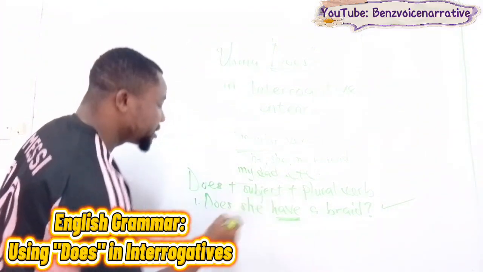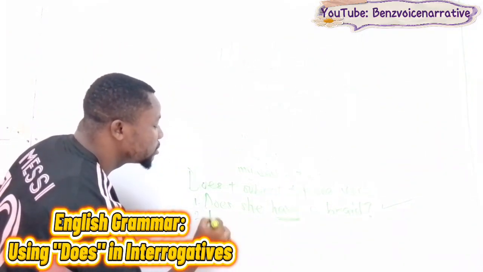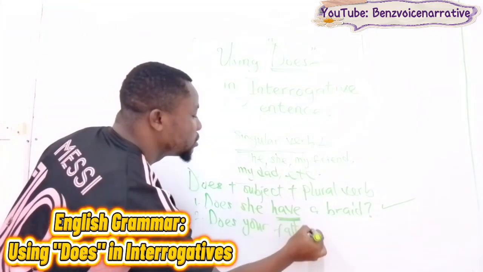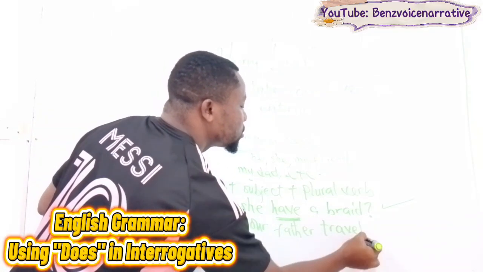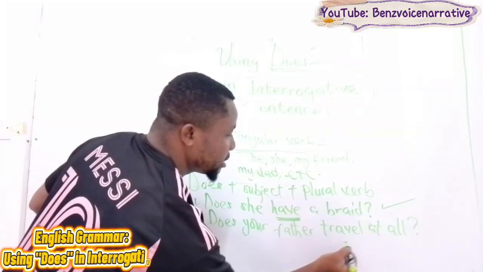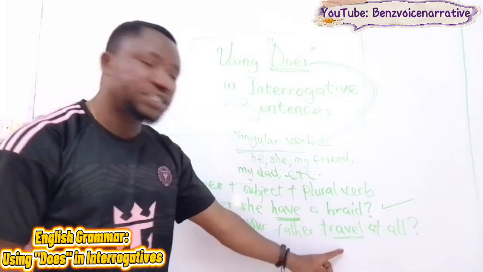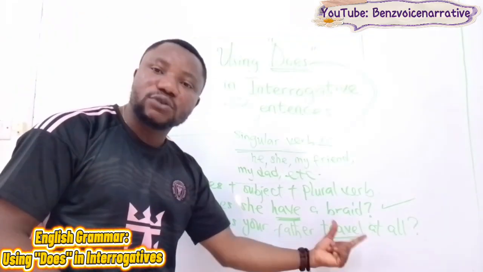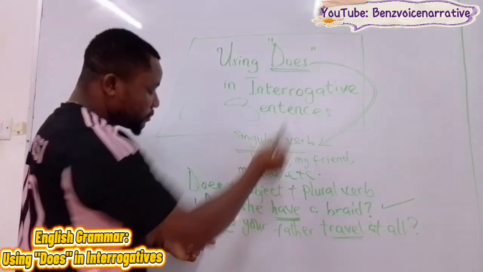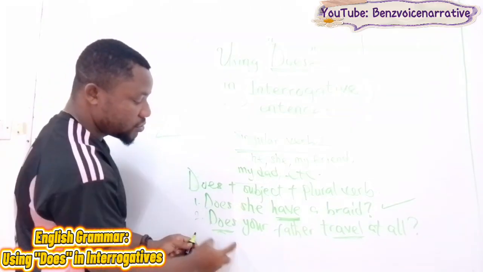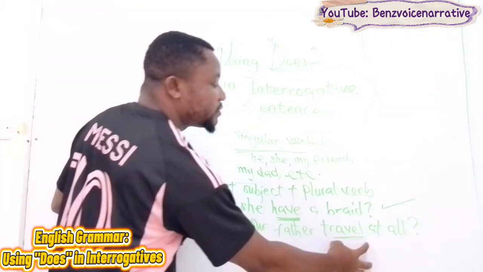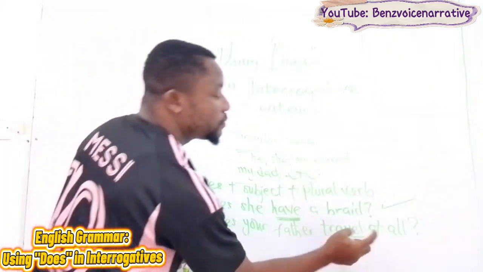So another example is number 2. Does a father travel? Does a father travel at all? Look at this. This is a plural verb, not a singular verb. So why is this a plural verb? The reason is we've fronted a singular verb here, the pro form, to start the question. So when you start a question with does, the next subject has to be a singular subject, and after that, you have a plural verb.